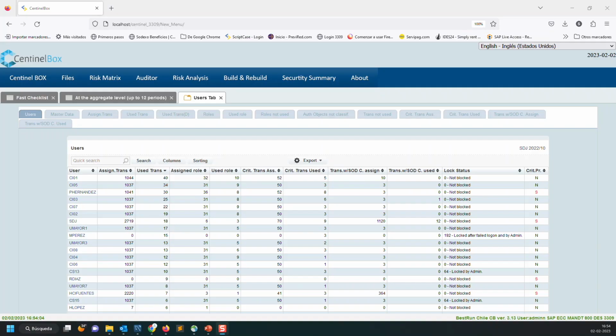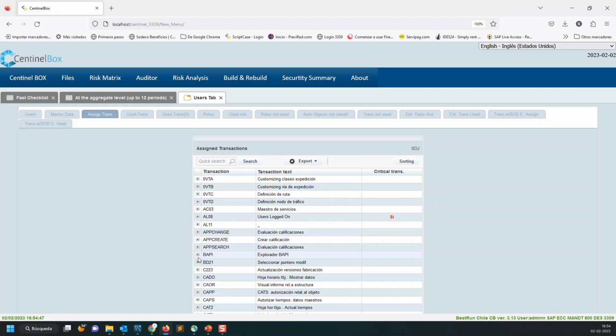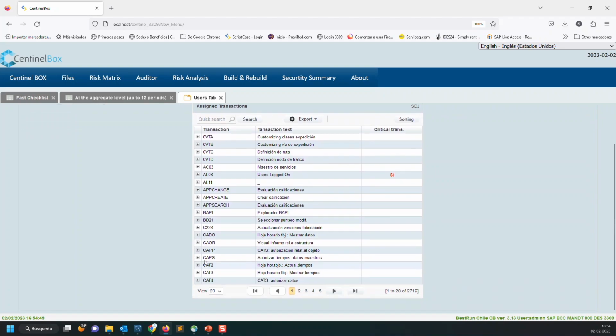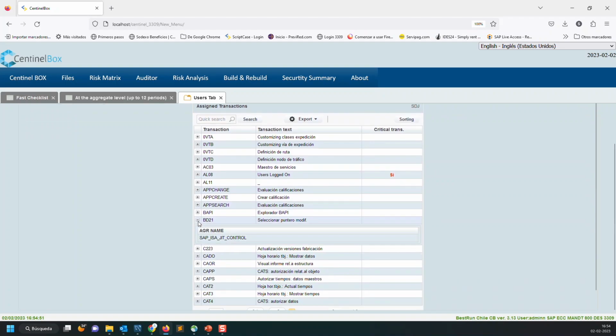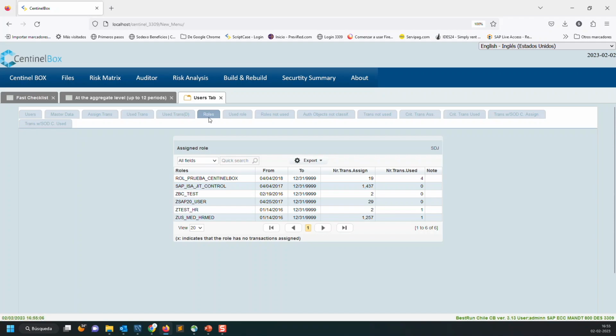For each user, we can see the assigned and used transactions, and when they were used, the assigned roles and the used and unused roles, critical transactions, and conflicting assigned and used transactions. All users have been sorted by the number of transactions used. Therefore, we can see for each user, at the highest level of detail, the assigned transactions, and, through a drill down, the roles that each transaction is in.